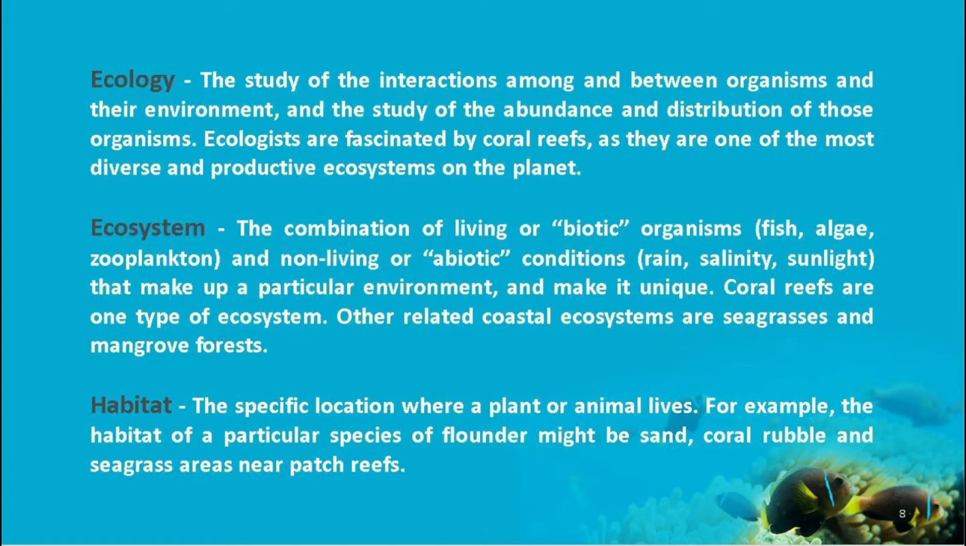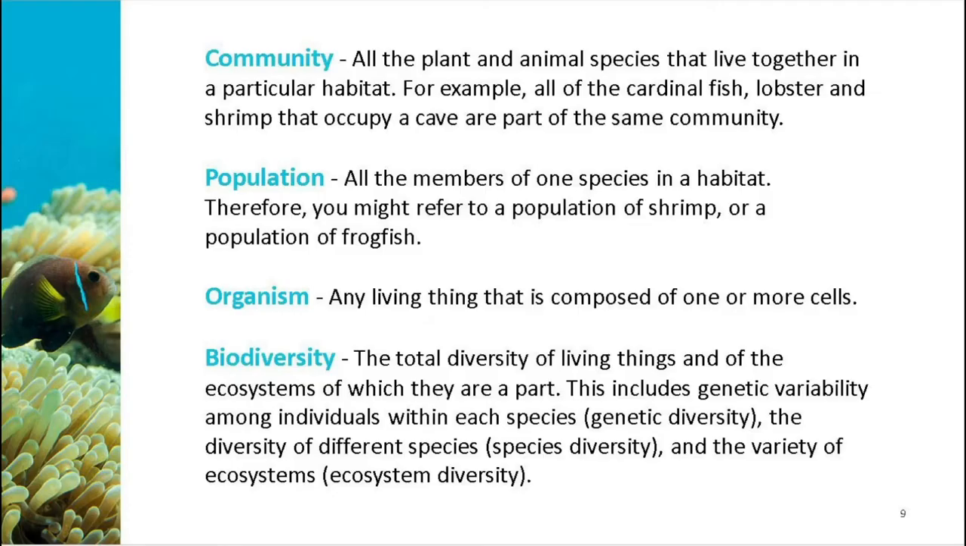Habitat: the specific location where a plant or animal lives. For example, the habitat of a particular species of flounder might be sand, coral rubble, and seagrass areas near patch reefs. Then, community: all the plant and animal species that live together in a particular habitat. For example, all of the cardinal fish, lobster, and shrimp that occupy a cave are part of the same community.